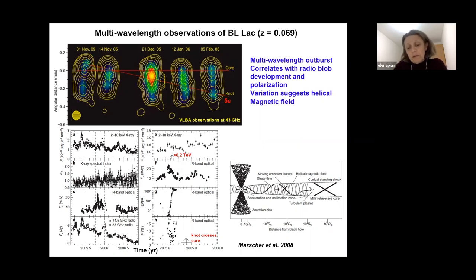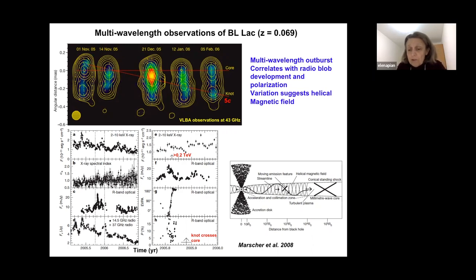The arrow in the H panel indicates the radio knot crossing of the core area, which you can associate with the second map on top. Just before that epoch, the flare has developed. The position angle of the polarization has undergone an almost complete rotation. At the same time, the polarization percentage flares up, goes to a minimum, and flares up again.